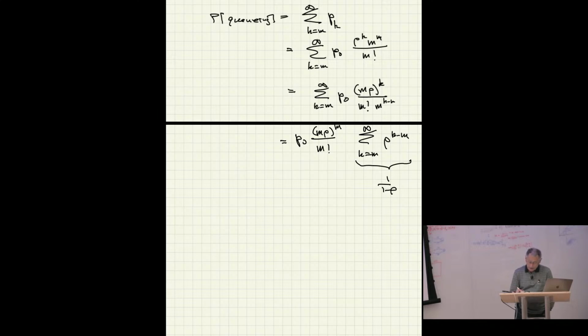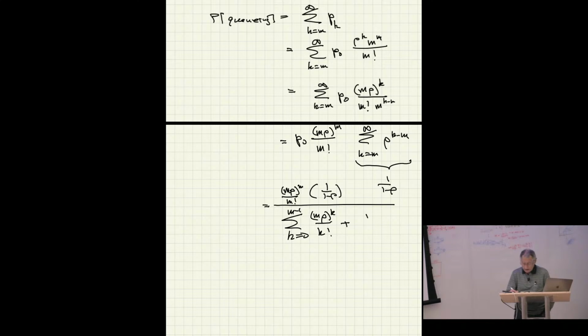So let's now put in the P0, and I'm going to get the following expression. Upstairs, I get an m rho to the m. That comes from the P0. Over m factorial. Times 1 over 1 minus rho. And downstairs, I get a sum from k equals 0 to m minus 1. We're going to get two of these terms. M rho to the k over k factorial. That does not sum nicely. Plus what I told you before, it does sum nicely. I get an m rho to the m over m factorial, 1 over 1 minus rho.